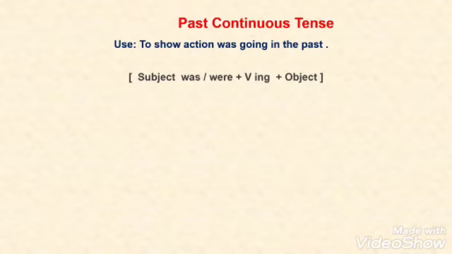Next is past continuous tense. When to use it? To show an action was going on in the past. It is exactly opposite of the present continuous tense. And the formula is subject, was, were, VING and object. Example is you were appearing for the SSC exam. Look at the example and the formula. You subject, then were is followed by VING, appearing. And the remaining is object.